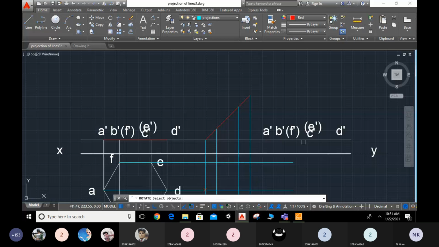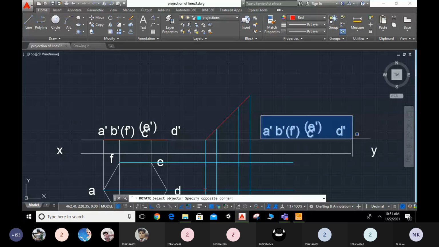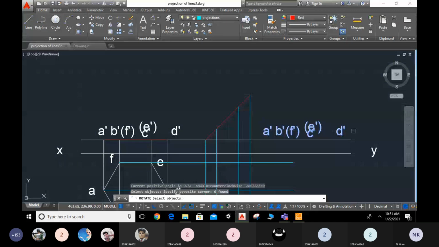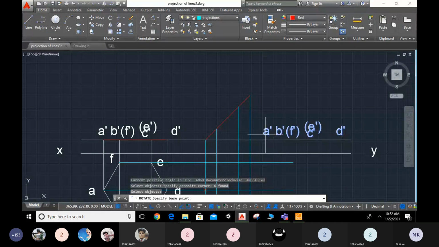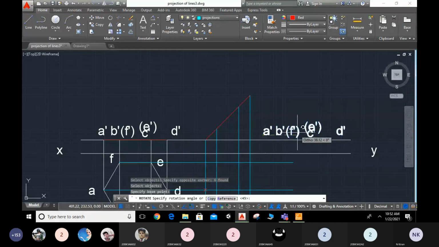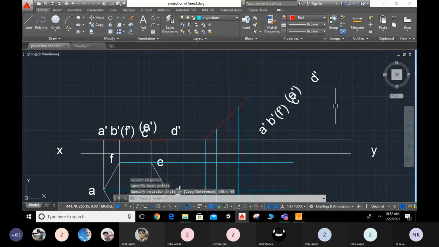Is it right? Rotate command, and I will select this one. If I select this one, only this one is selected. Okay, enter, and the base point as this one. And what is the angle I have to rotate? 45 degrees.